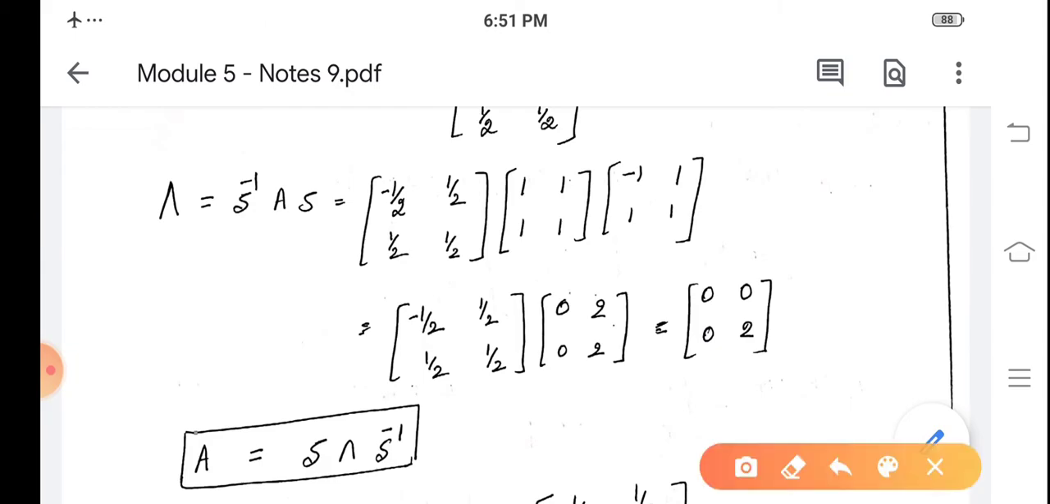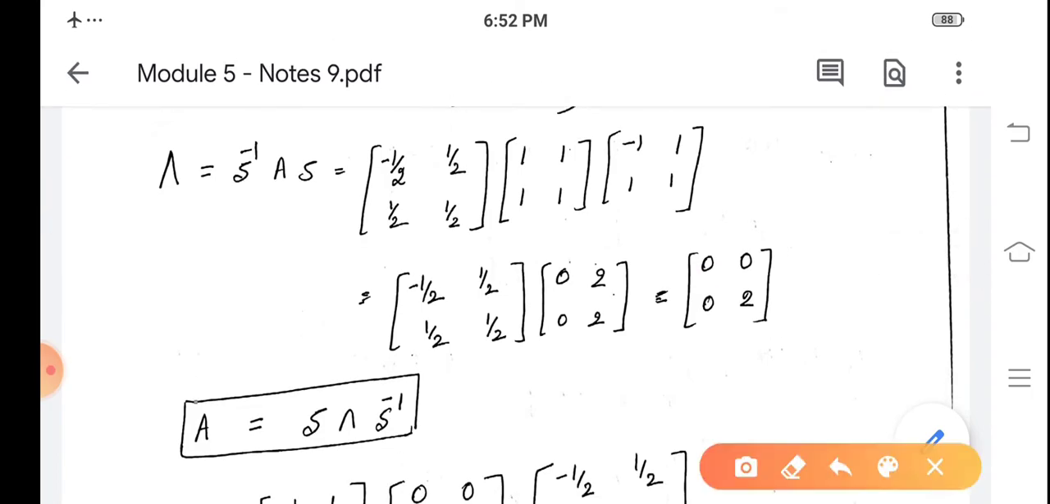So now we multiply the first matrix with 0 2, 0 2. On multiplying this, we get capital lambda, the diagonalization matrix, equal to 0 2, 0 2. Here the diagonal entries 0 and 2 are the eigenvalues of A. So diagonalization is capital lambda equal to S inverse AS, that will be 0 0, 0 2.